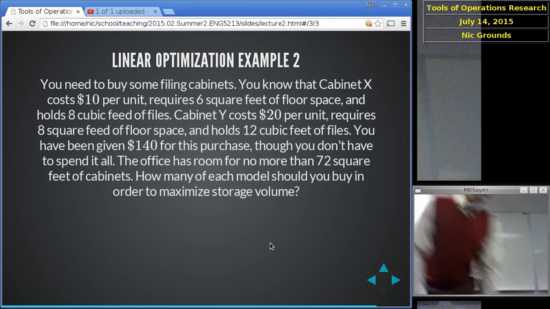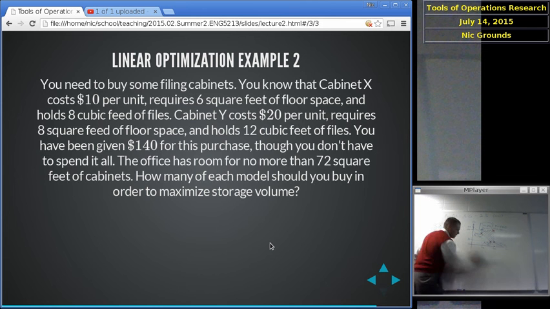So we'll go again. Okay, so we'll start with our objective function.